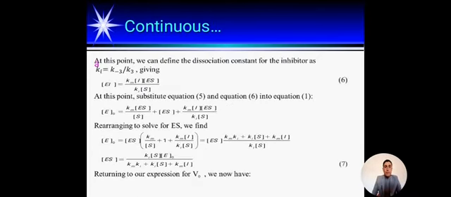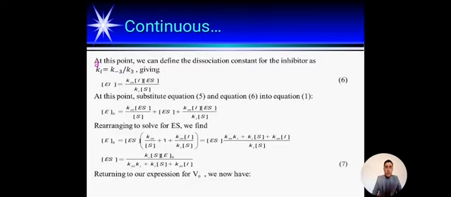At this point, we can define the dissociation constant for the inhibitor as Ki is equal to K minus 3 upon K3. We will get equation number 6. And at this point, substitute equation 5 and equation 6 into equation 1. We will get the equation, and after rearranging to solve for the enzyme substrate complex, we find equation number 7.